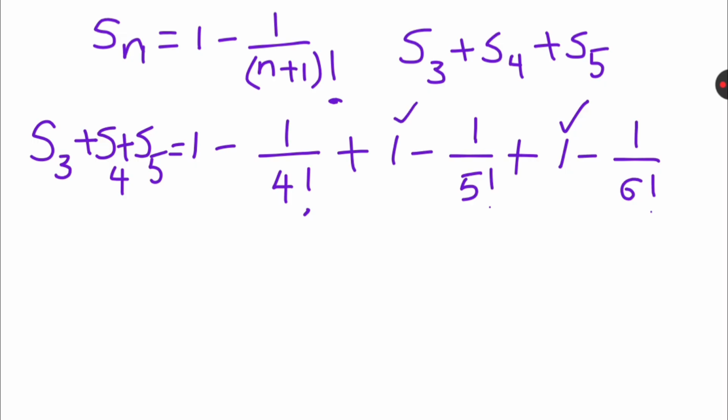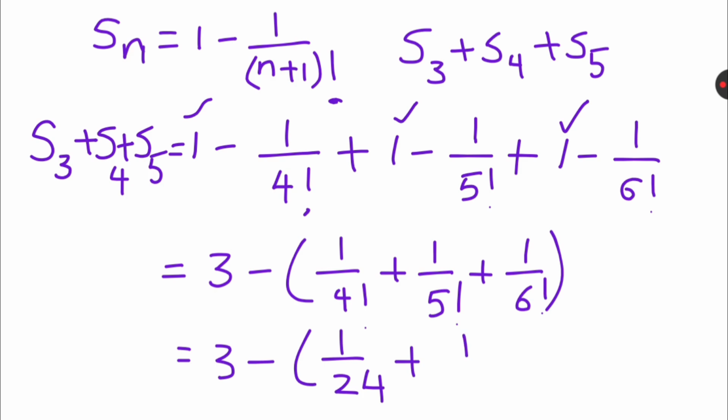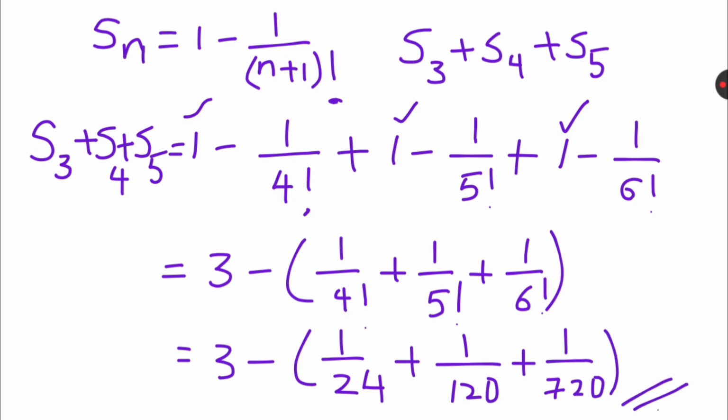Here we have 1, 1, 1. So that is equal to 3 minus 1 over 4 factorial plus 1 over 5 factorial plus 1 over 6 factorial. 4 factorial is nothing but 4 times 3 times 2, which is 24. So that is equal to 3 minus 1 over 24 plus 1 over 5 factorial, which is 120, plus 1 over 6 factorial, which is 720. This is the result of S3 plus S4 plus S5.